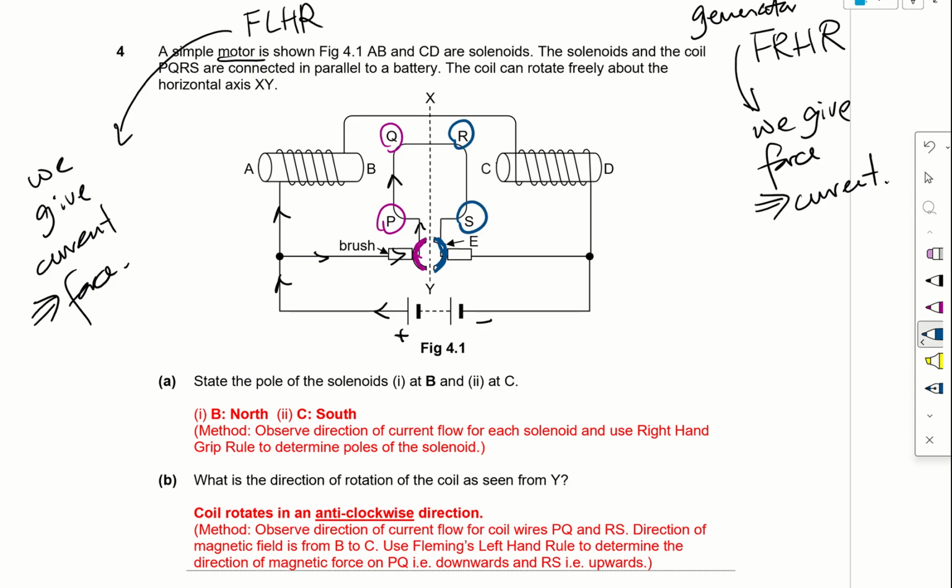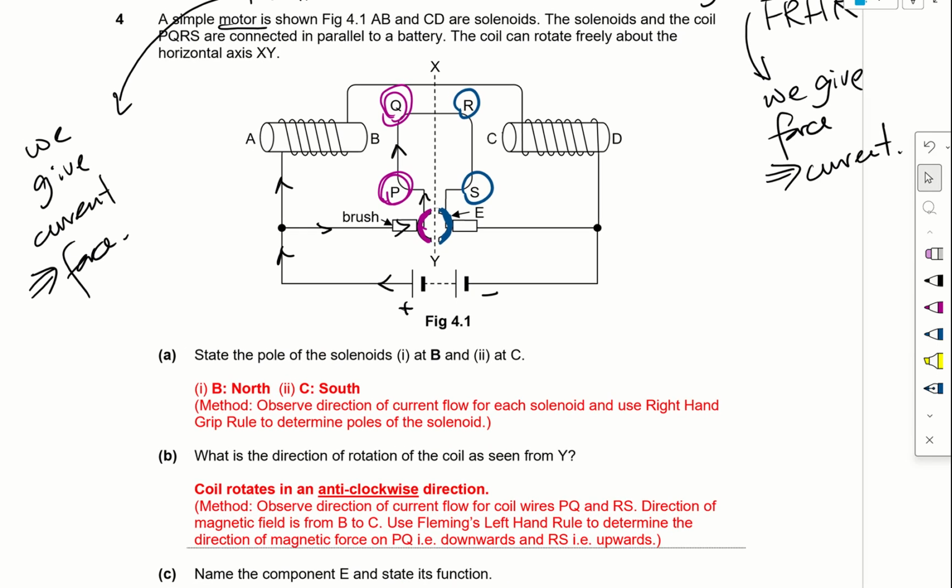Please take note that the split rings will not change the side of the coil, meaning this purple part is for PQ, so it will always be attached to PQ. There is no way that PQ can come into contact with the blue split ring. So the current will actually flow from R to S, right? And then back through here, down, and back to here.